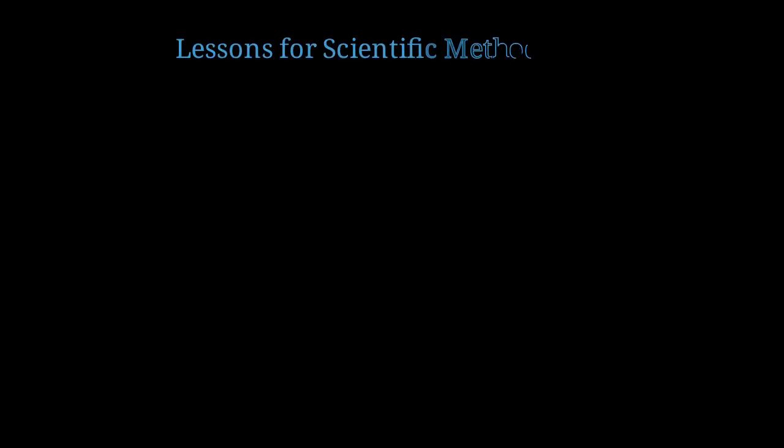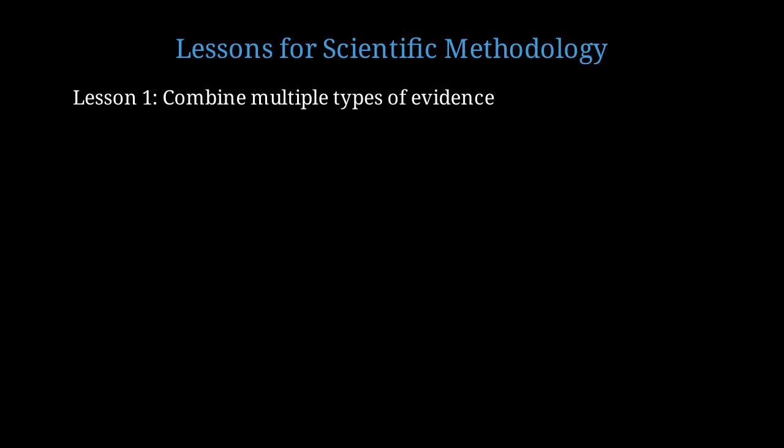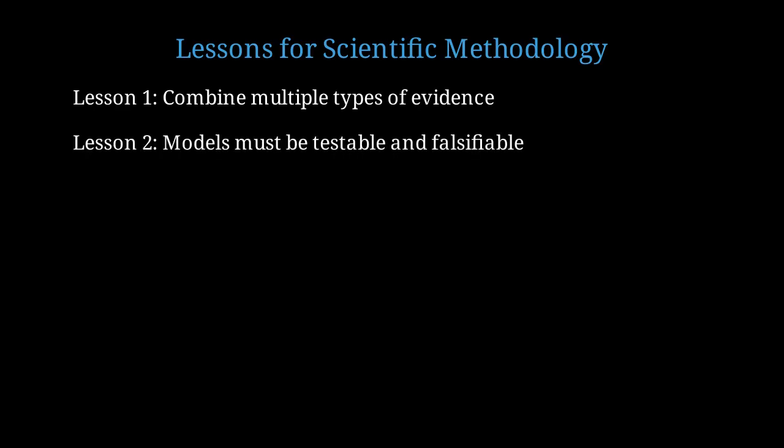Let me conclude by highlighting the key methodological lessons from this discovery. Lesson 1. The most powerful scientific conclusions come from combining multiple independent types of evidence. X-ray data, chemical principles, and biological observations all supported the double helix. Lesson 2. Scientific models must make testable predictions that could, in principle, prove them wrong. The double helix made many specific predictions about DNA properties.